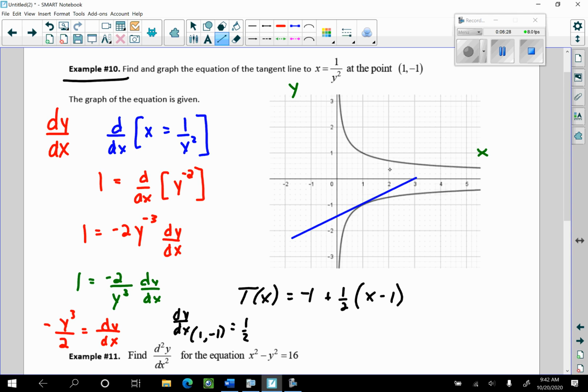So I have the equation of the tangent line. I have dy/dx. I evaluated dy/dx at the point (1, -1). I plotted the tangent line at (1, -1), and that was the solution to the problem.